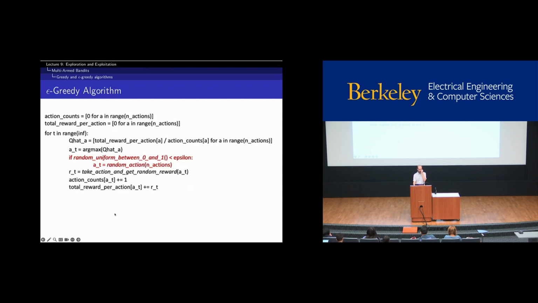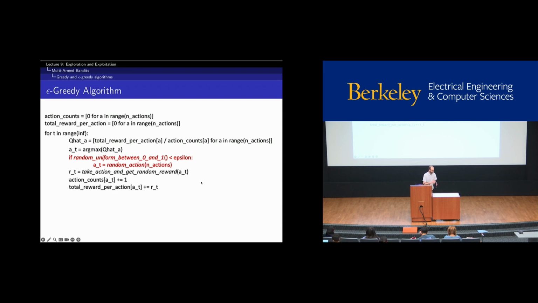But let me show you the epsilon-greedy algorithm in code. The black is the same as before. The red is what's new. Here we're calculating what appears to be the best action based on the data we've collected so far, dividing the total rewards for that action by the action counts. But if we sample a random uniform number between 0 and 1, and that number happens to be less than epsilon, so basically with probability epsilon, then instead we change our minds and set the action to some random action. And then that would be the one that we'd take.